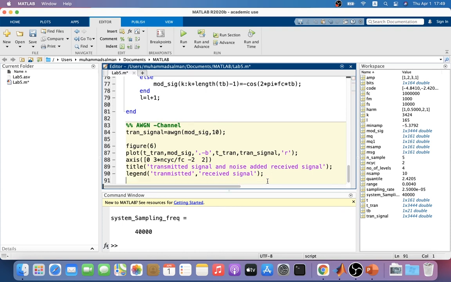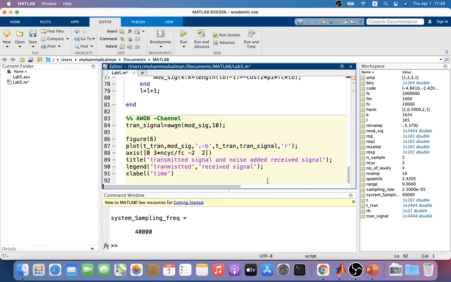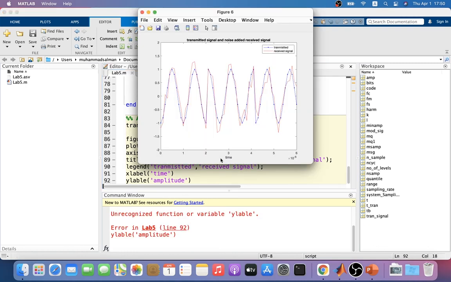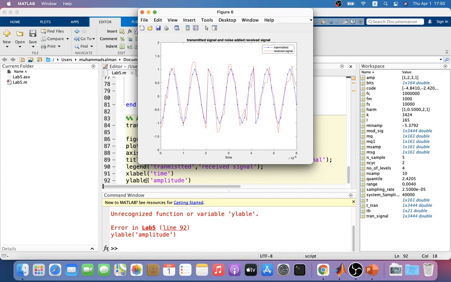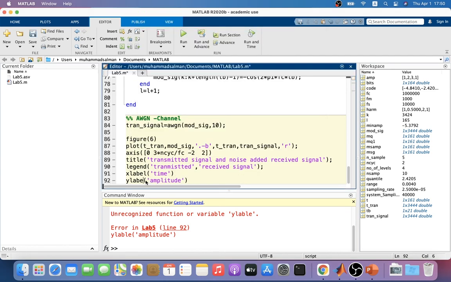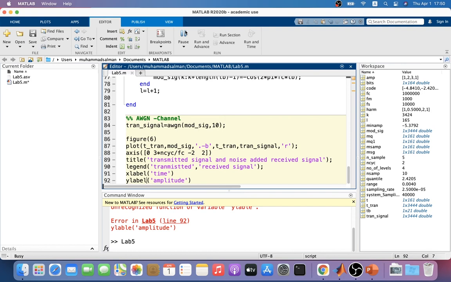And then the y label, x label is the time, and y label is the amplitude. And if I see this again, oh sorry, the spelling is wrong. This is the y label.